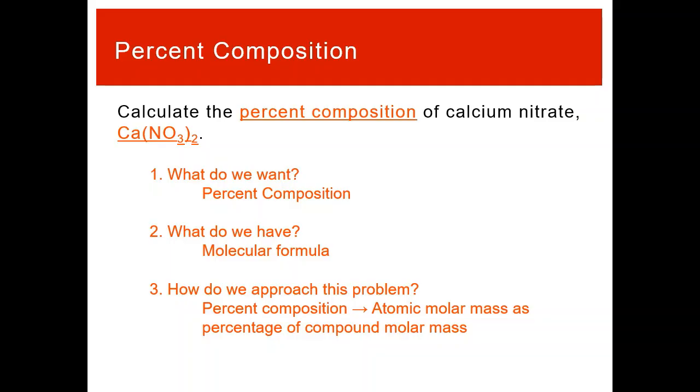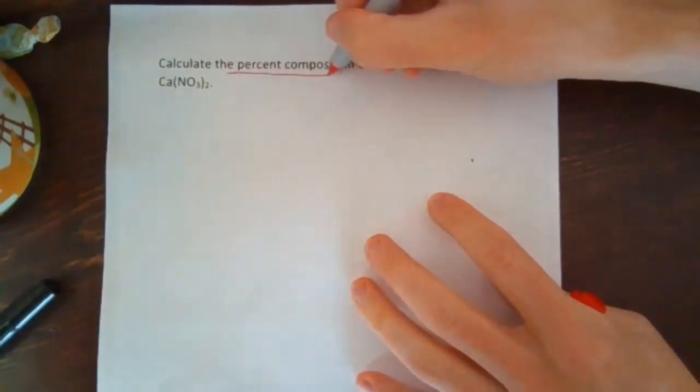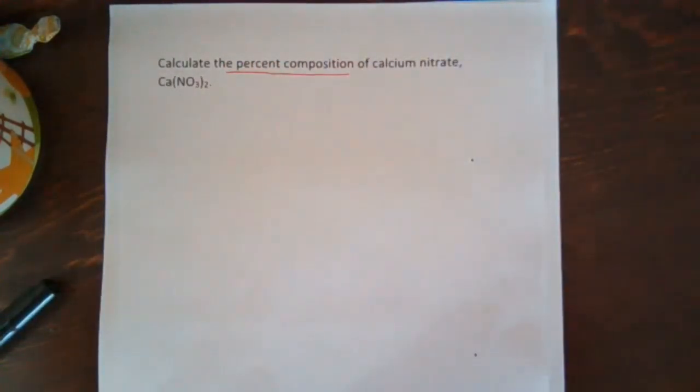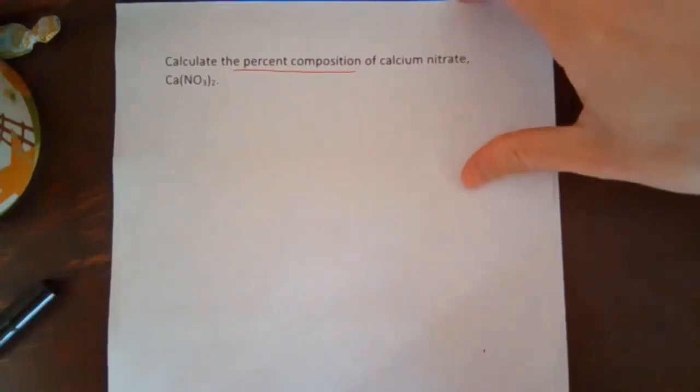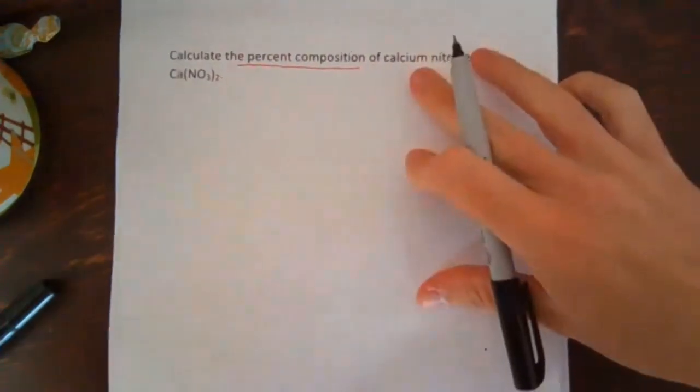So for percent composition, there are no conversions here. There's no sort of critical thinking here. It's just a matter of we have an algorithm for calculating that. We want to recognize that percent composition always has an algorithm, and we can use that algorithm. We take atomic molar masses as a percentage of the compound's molar mass. So when we want percent composition, we want to recognize that it is a process for the entire compound. The first step is going to be to determine the molar mass. So we want to know the molar mass for the entire compound.